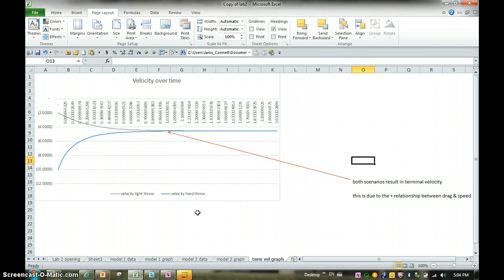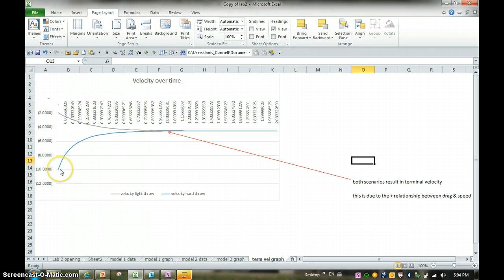We were also asked to look at two scenarios where the object is lightly thrown instead of dropped, so that the initial velocity is faster. And then we were asked to look at another scenario where the object is thrown hard, and so the initial velocity is much faster. The top line is where the ball is lightly thrown, and the bottom line is where the object is thrown very hard, and this is velocity over time.